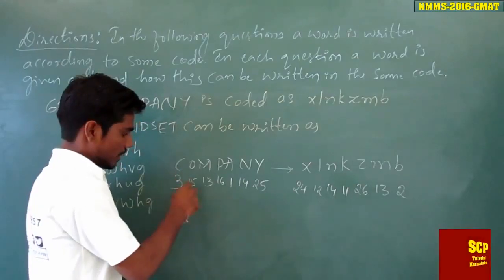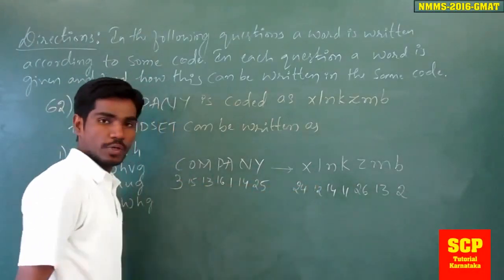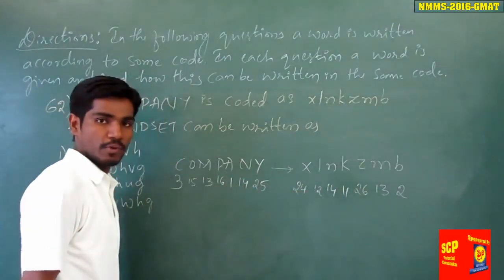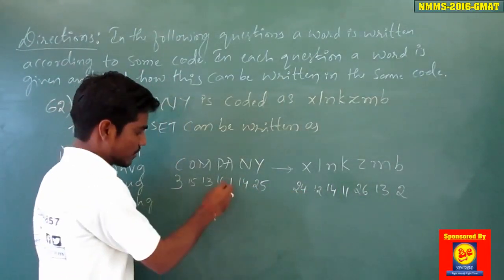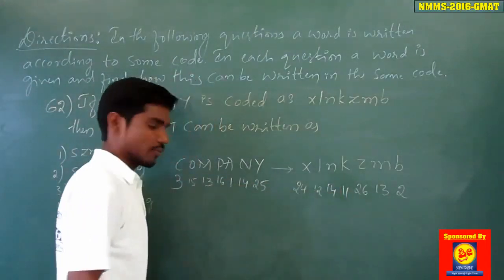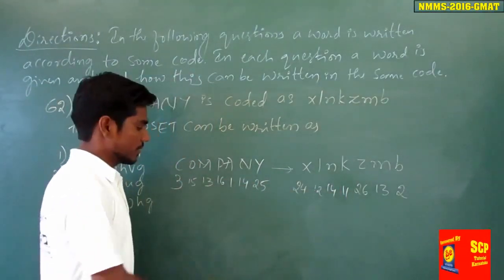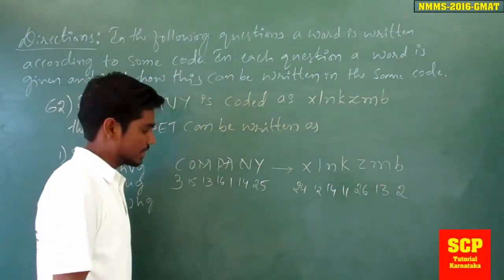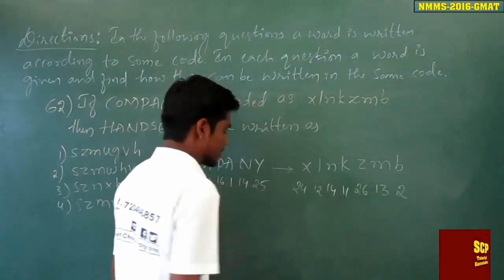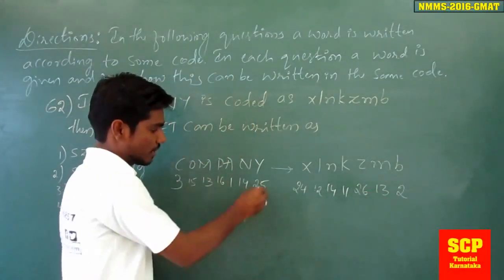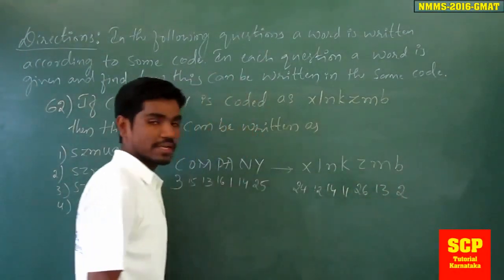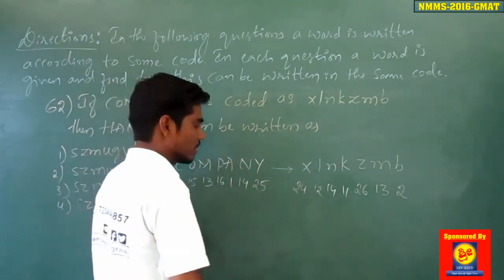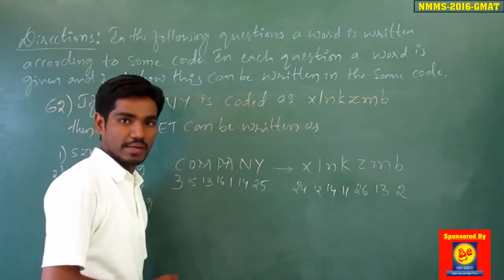Okay. Friends, if we add 3 and 24, what are we going to get? 27. 15 plus 12, again 27. 13 plus 14, 27. 16 plus 11, again 27. 1 plus 26, 27. 14 plus 13, again 27. 25 plus 2, 27. That means when I add these letters, I am going to get 27.